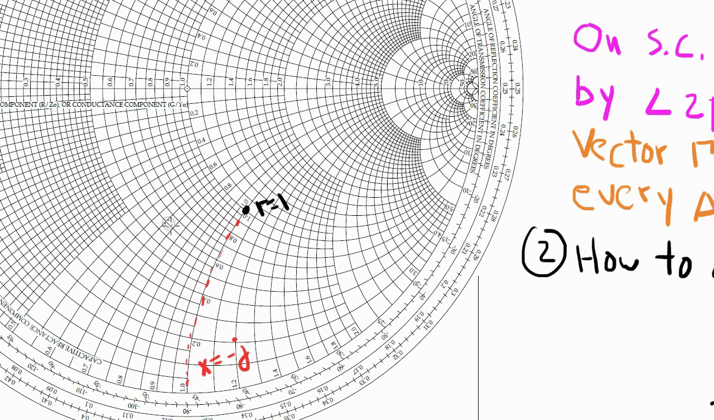Now let's imagine that I'm going to add a series reactance equal to plus 0.4j. That means that I'm going to move from X equals minus 1 to X equals minus 0.6, staying on the same R equals 1 circle. So here is my X equals minus 0.6 circle. And I got there by adding plus 0.4j to the original load impedance of minus j.